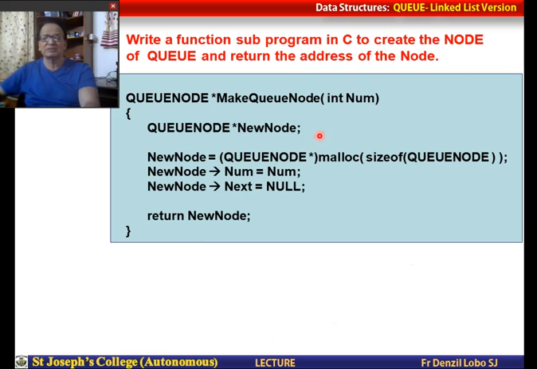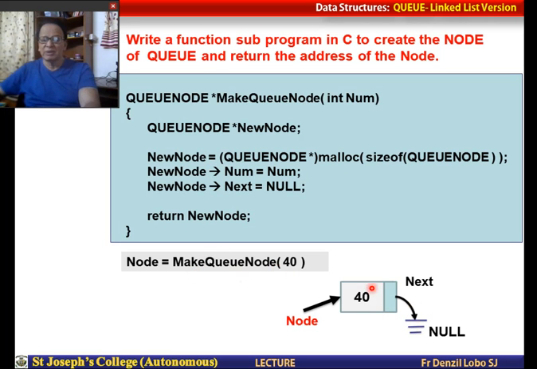Here we have that function which you are very familiar with, make queue node. We have the new node, a local variable. We are assigning memory to that new node, that is, allocating memory using malloc. Then we are assigning the number to the number variable, new node number. New node next points to null. So this is how we have created it. For example, make queue node 40. Immediately there is going to be a node here which contains 40. I'm assigning the address of this new node to this node in the program, and this node will have the address of this queue node which is called new node.